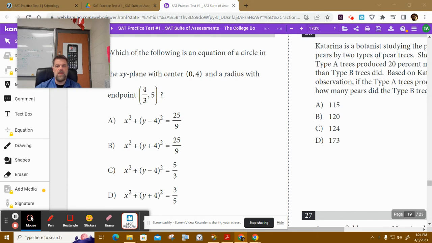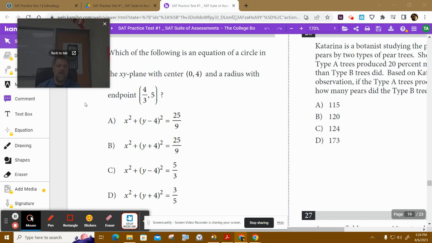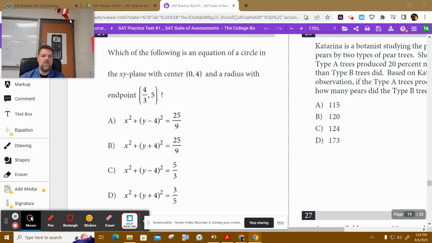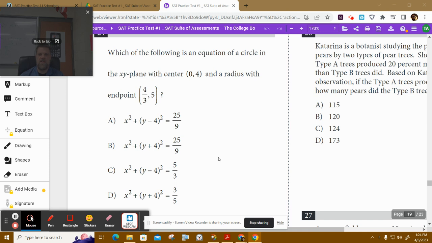So for problem number 24, it says, which of the following is an equation of the circle in the xy plane with the center of (0, 4) and a radius with the endpoint of (4/3, 5)? And so this particular problem is a little bit easier than you think.